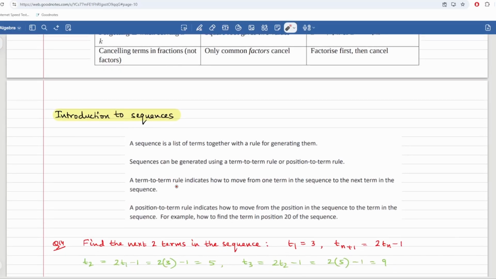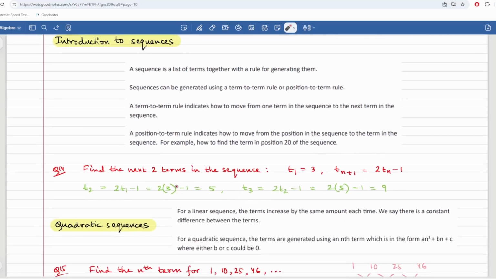Okay, here is the solution. T2 is equal to 2t1 minus 1, which means 2 into 3 minus 1 is equal to 5. T3 is equal to 2t2 minus 1, which is 2 into the previous term, 5, minus 1, which is equal to 9.